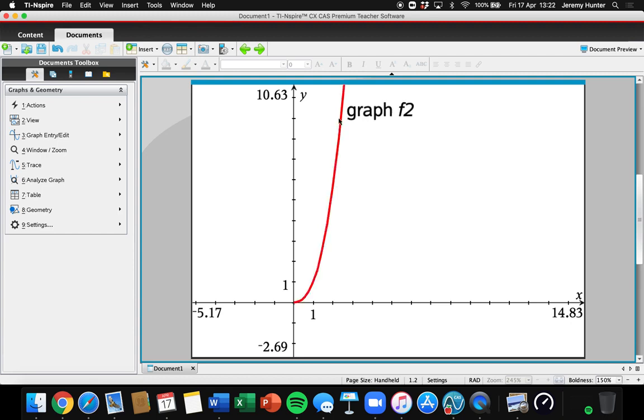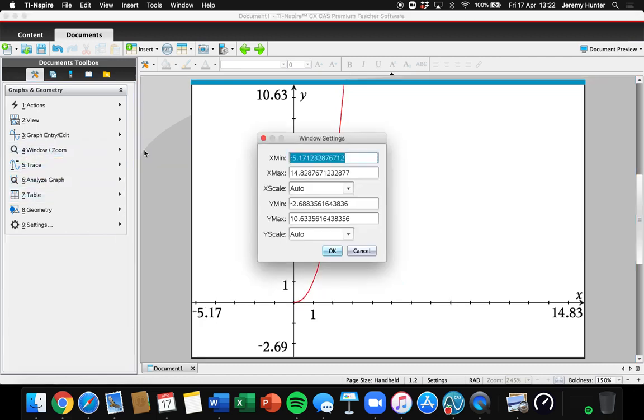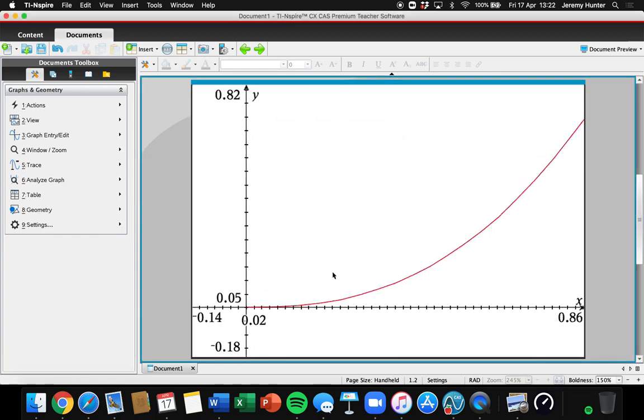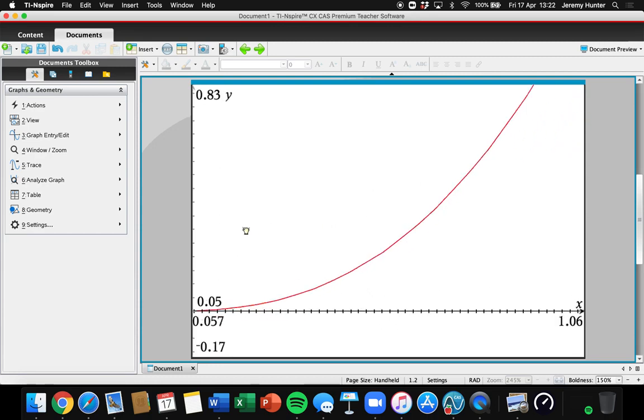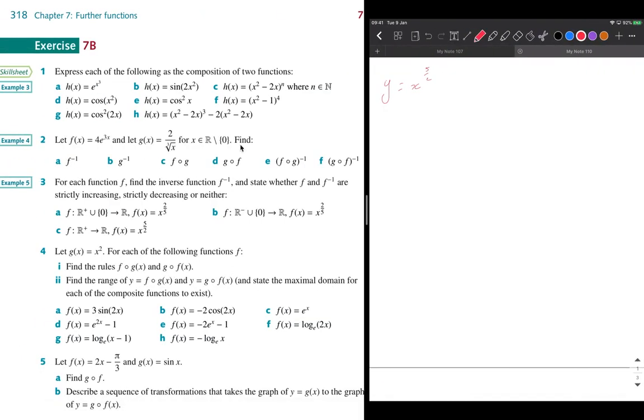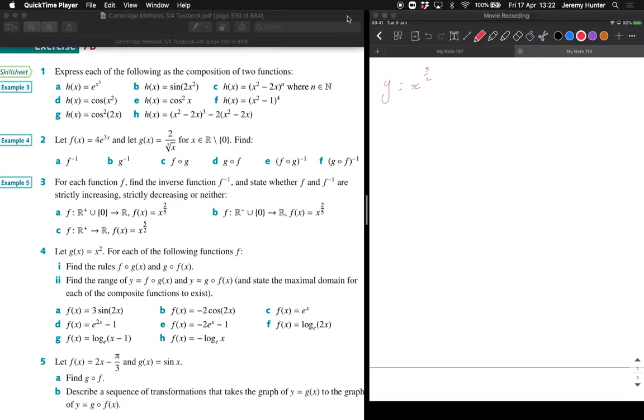As we get really large values, it's going to continue going up. I want to see in here what's going on. So I'm going to zoom in a little bit here between 0 and 1. And I just want to see if at any point it's going down again. And we can see from the graph that it is continually going up from 0 all the way up. So we can say that this one is strictly increasing. Hopefully that makes sense.